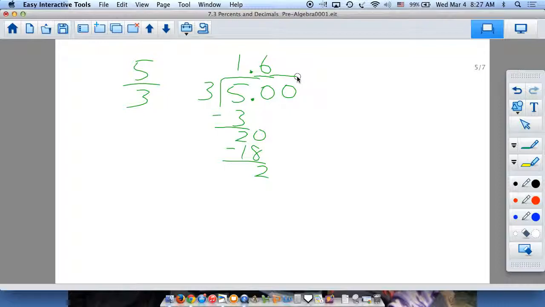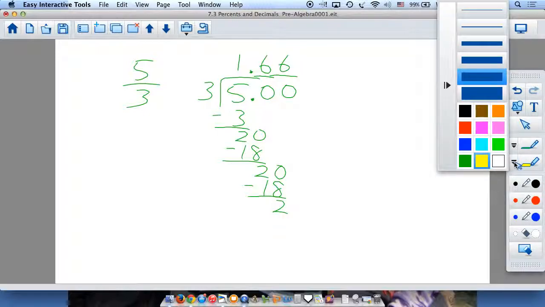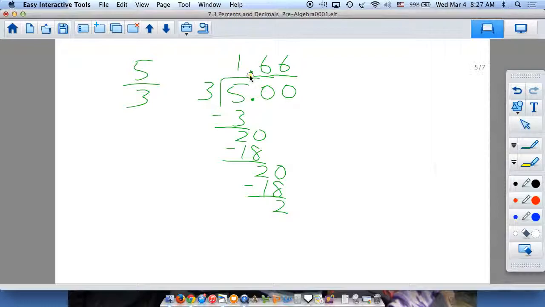Add a 0. Okay. 3 goes into 20 6 times. We should start seeing that the decimal is going to keep repeating now, right? So we have 1 and 66 hundredths, and that 6 would just keep repeating. So now I need to change this to a percentage. So once again, we're going to move that decimal point 2 places to the right, 1, 2, right?